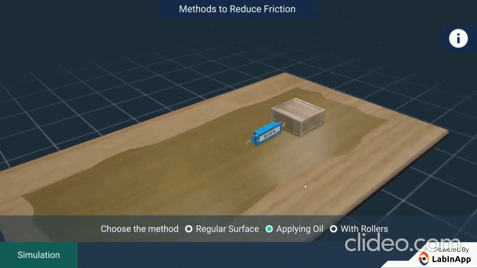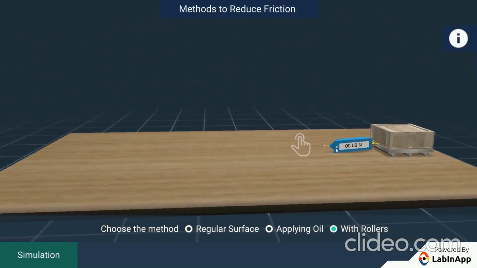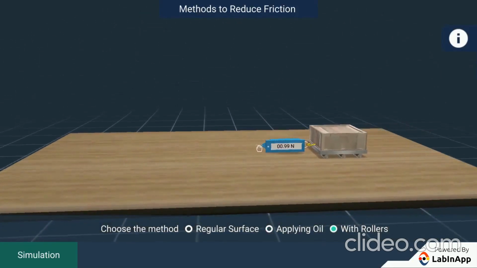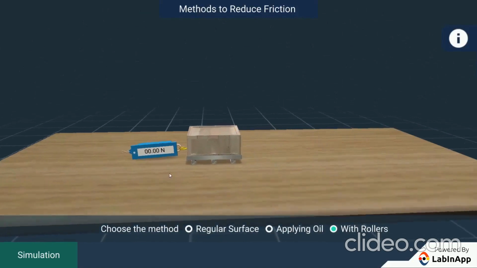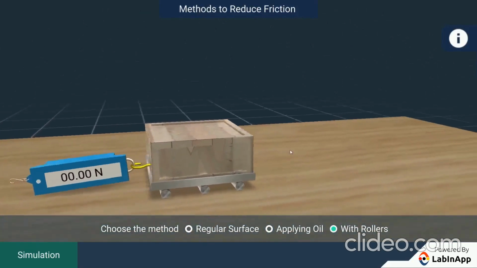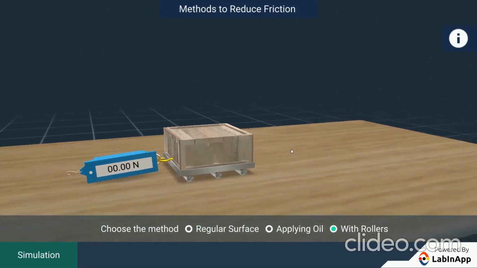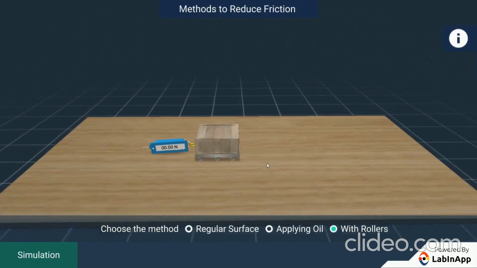Now place the box on rollers and repeat the activity on a clean wooden surface. The balance only reads 1 Newton this time. Wheels reduce friction as rolling friction is much less than sliding friction. Thus, we find that friction between surfaces can be reduced to some extent with the help of lubricants and with the use of rollers or wheels.